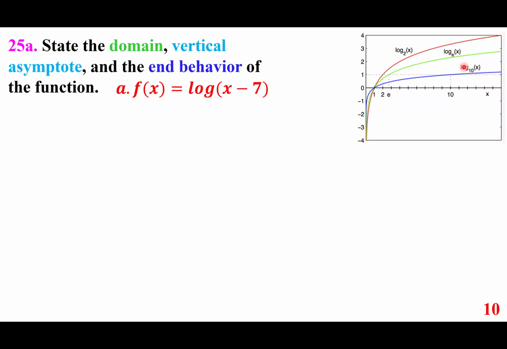On purpose, I'm writing the bases because I want to make a point. This base is 2, this base is 2.718, this base is 10. As the base gets larger, the function doesn't rise as fast. So the smaller the base, the faster it rises, but they all have the same x-intercept located at 1, 0.